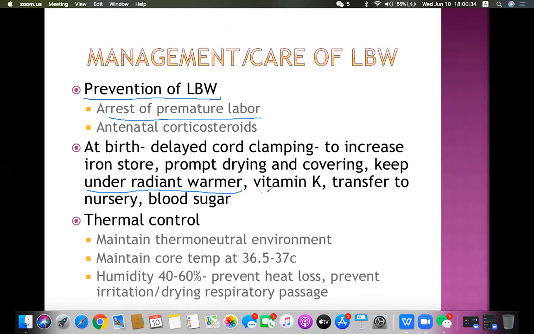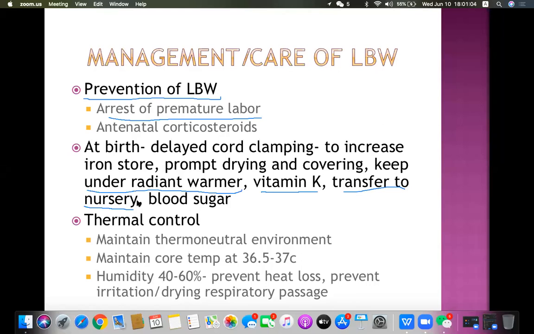Give vitamin K as soon as possible, because they are at very high risk of vitamin K deficiency, and vitamin K deficiency can lead to intracranial hemorrhage, which is a very serious problem. Transfer to nursery as soon as possible. Now, the nursery is a little bit specialized area. There are many babies like that, and the nurses are also very experienced. So you should give certain care there.